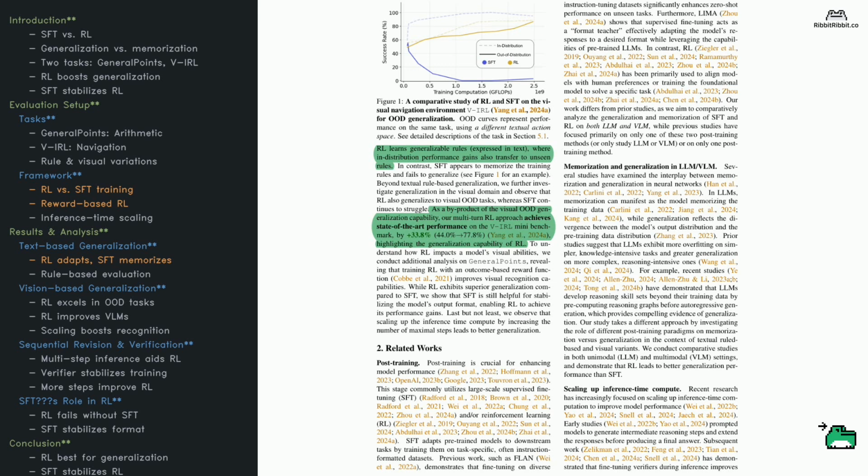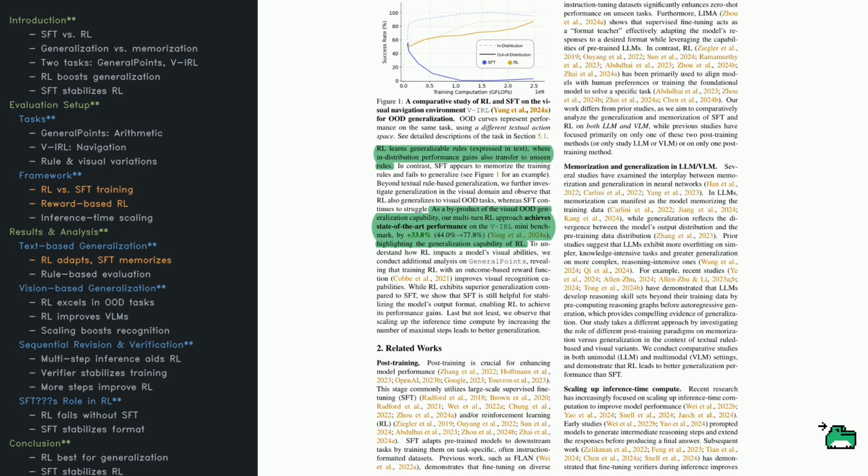The results are pretty striking. Take a look at Figure 1. It shows performance on the VIRL navigation task, where models are tested on both familiar and unseen variations. RL adapts beautifully to out-of-distribution tasks, while SFT's performance drops significantly. This tells us that SFT relies heavily on memorization, whereas RL actually learns to generalize.